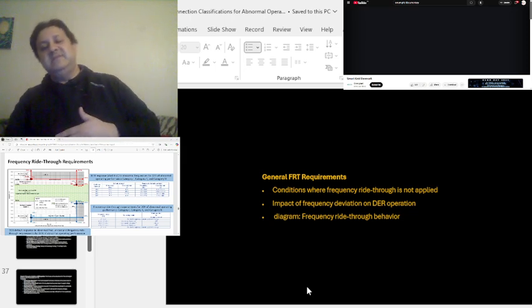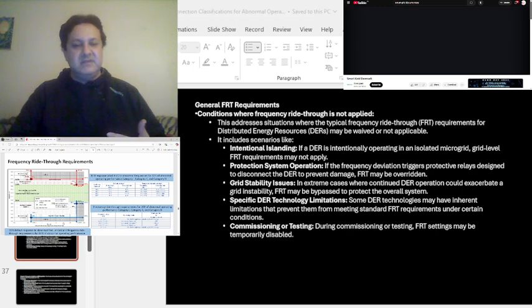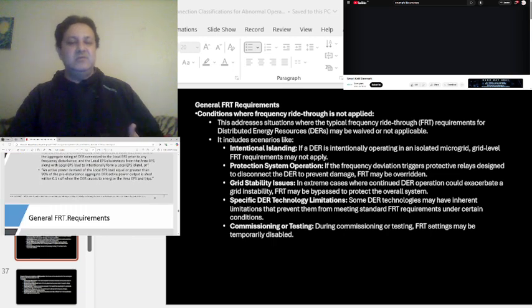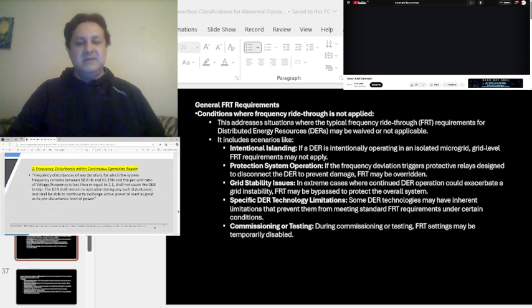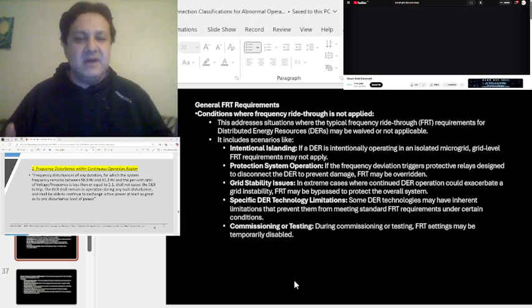Impact of frequency deviation on DER. So let's talk about this. There are some conditions where we really don't want those things. So let's see what those are. Conditions where frequency ride-through is not applied.